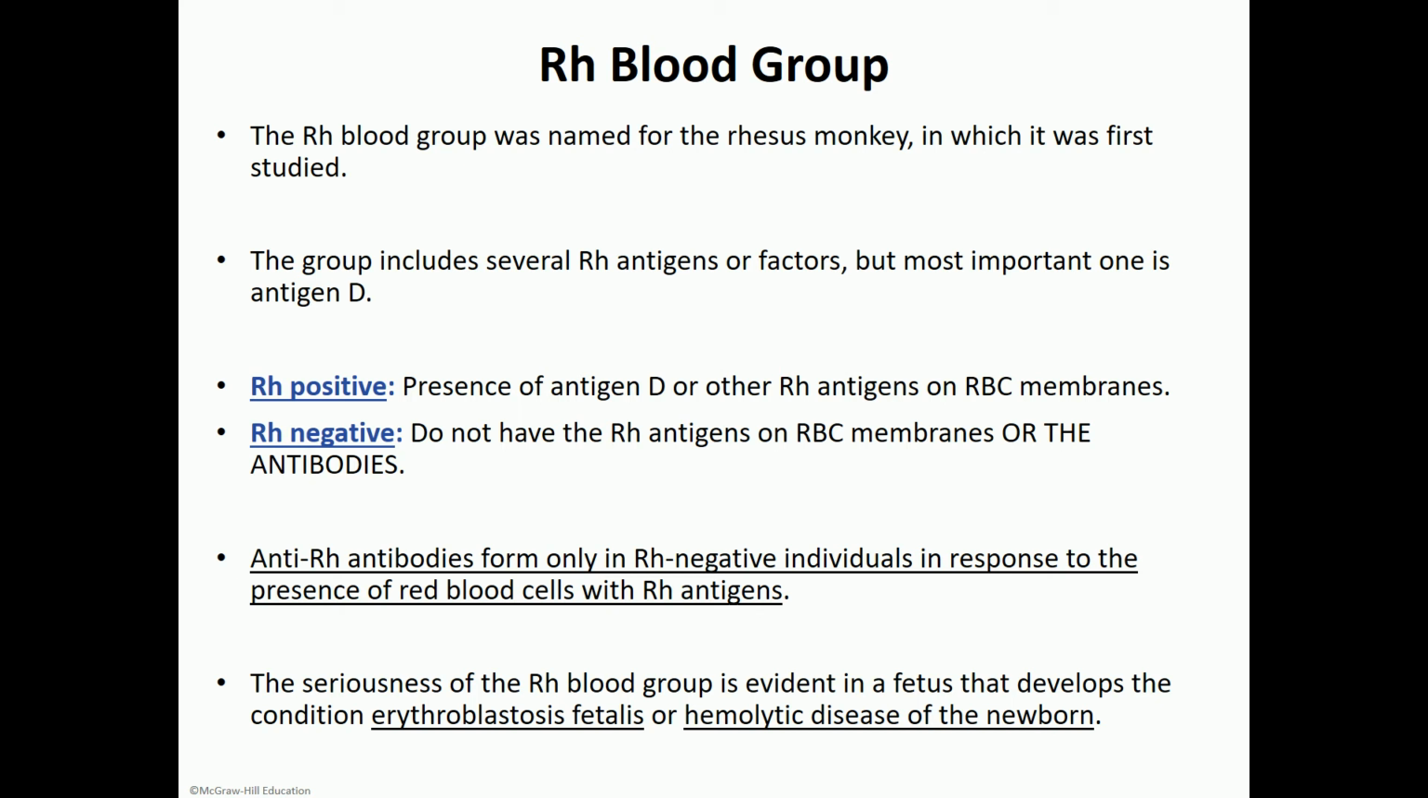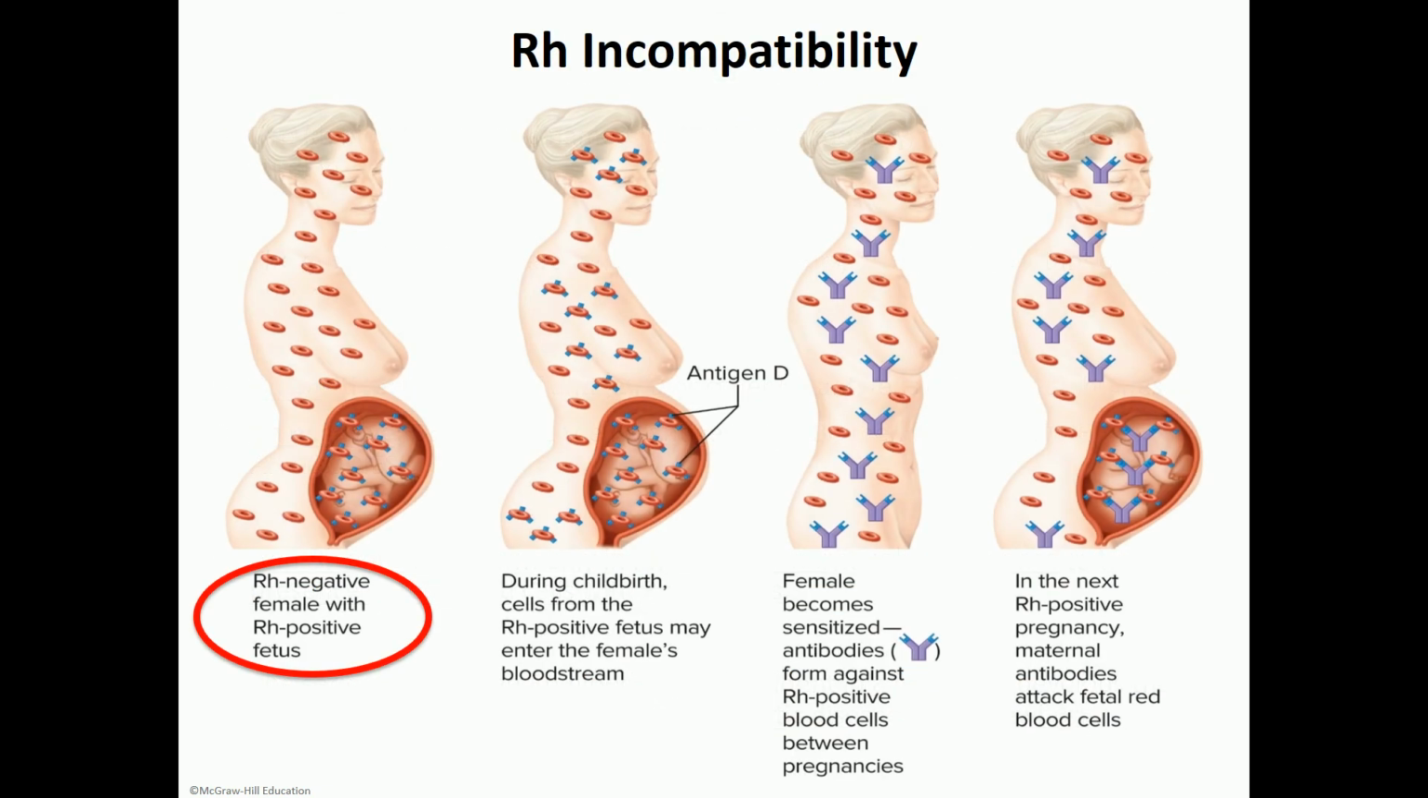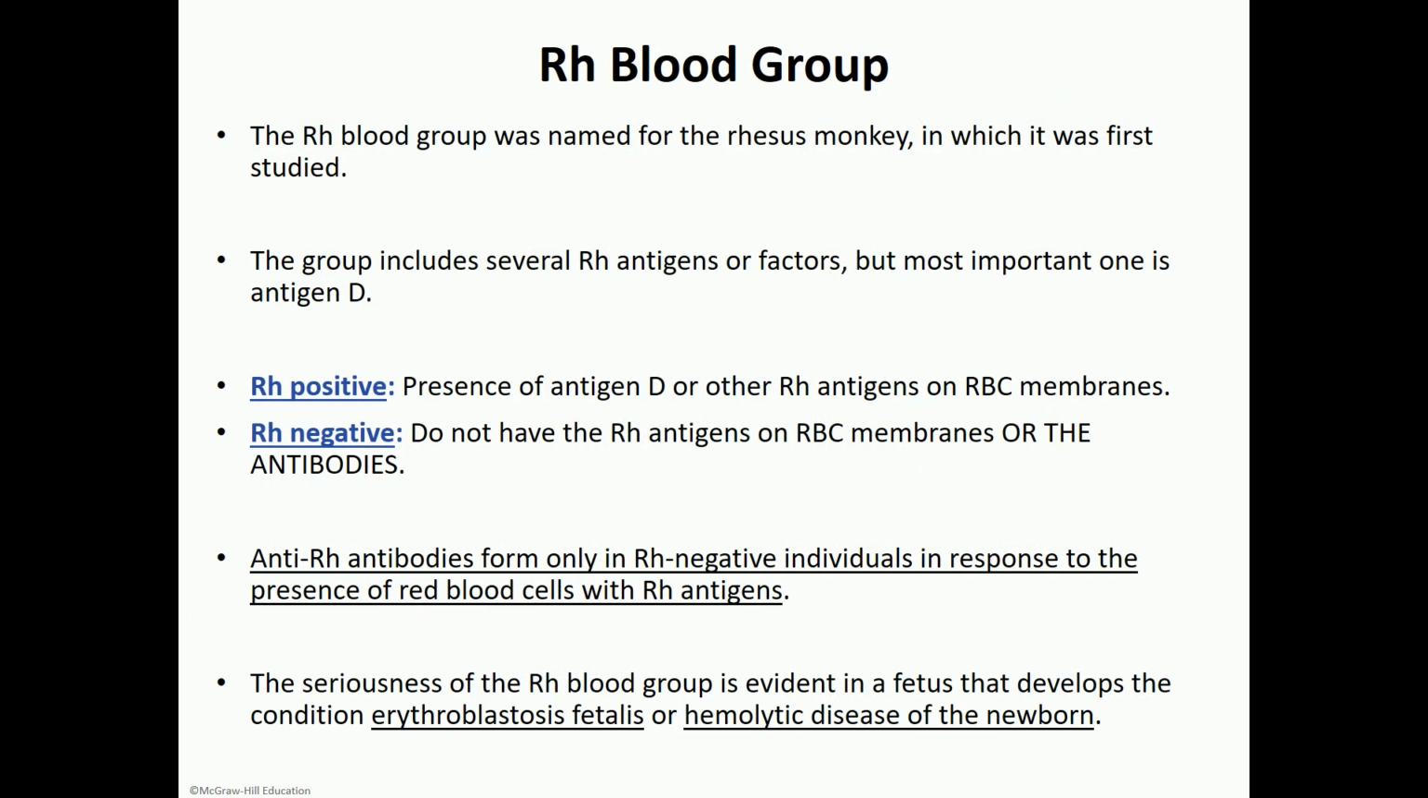The antibody can be formed only if they are exposed to the Rh antigen for the very first time. The body will recognize this foreign antigen coming into the body and produce antibodies against it. Okay, so normally anybody that is Rh negative would not have the antibodies unless there was a prior exposure to that antigen, whether due to an incompatible blood transfusion or during a pregnancy, which we'll talk about in the next slide.